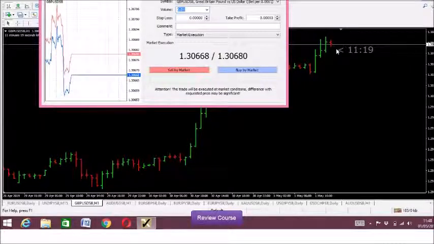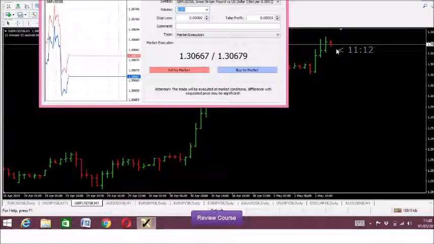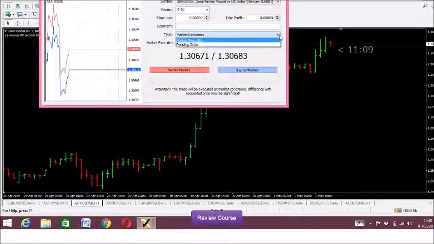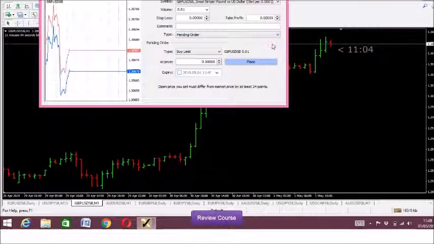This is where, in the example I was giving you, you go into an estate agent and buy the property straight away. Yeah, that's market execution. Next one, below it, we have pending orders.